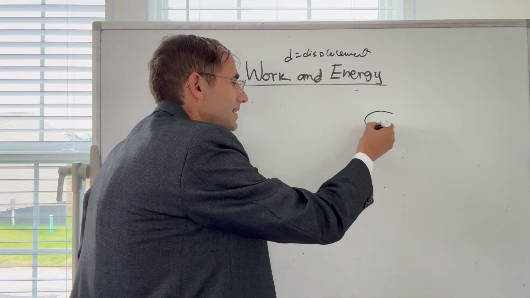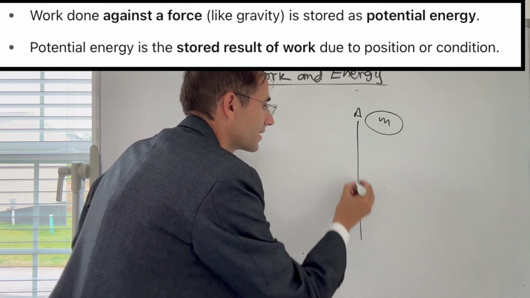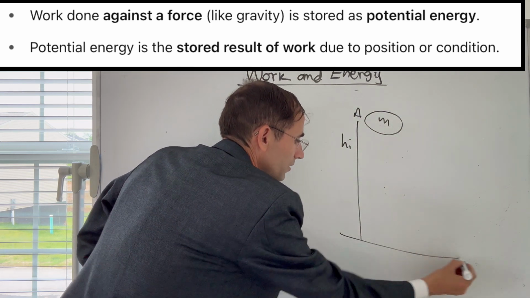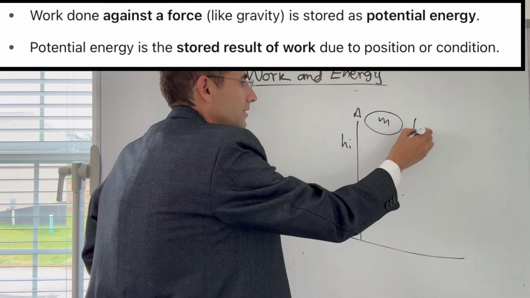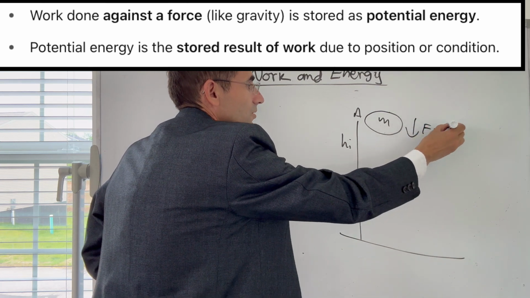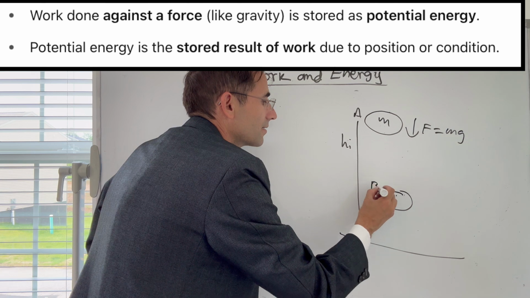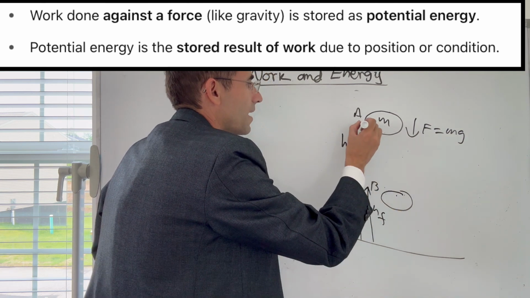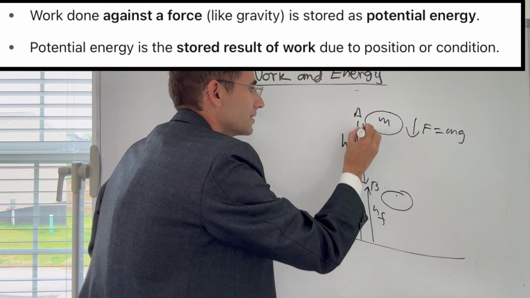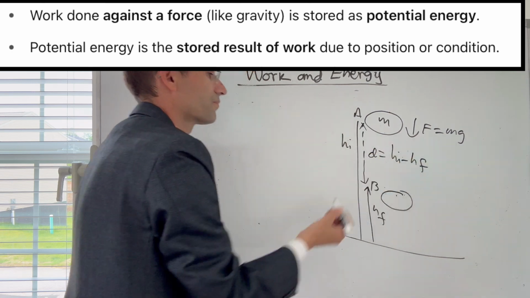Let's take an example of an apple of mass m at point A, which is at height hi from the ground. This is the ground. After some time, it is falling down under the effect of gravity, that is the force, which is equal to mass times gravity. So it reaches point B. Now this height is hf. So how far does it displace here? This is the displacement. Displacement is hi minus hf.